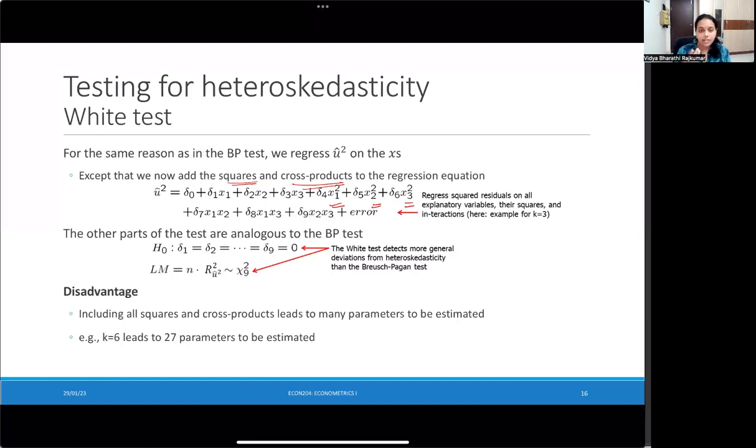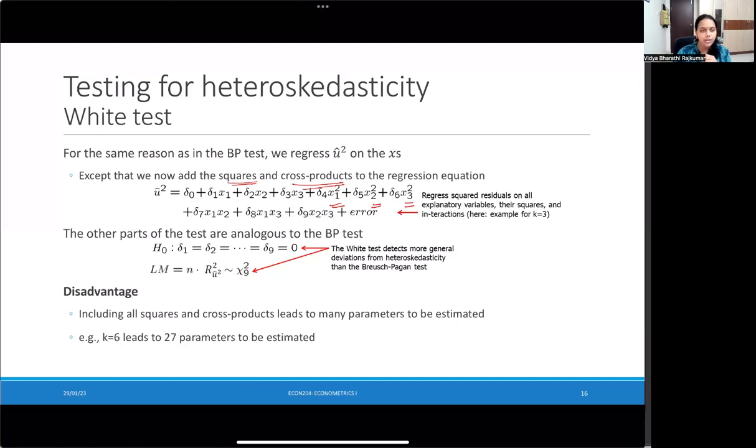So for example, if you have 6 regressors, it means you're going to have 27 different parameters to be estimated. With six regressors, you will have 6 regressor terms plus another 6 for just the squares. And then you will have 6 C 2 cross product terms. So that will be another 15 cross product terms. So you'll have 27 different covariates along with an intercept, 27 slope parameters and an intercept to be estimated. And that's just a lot of parameters.